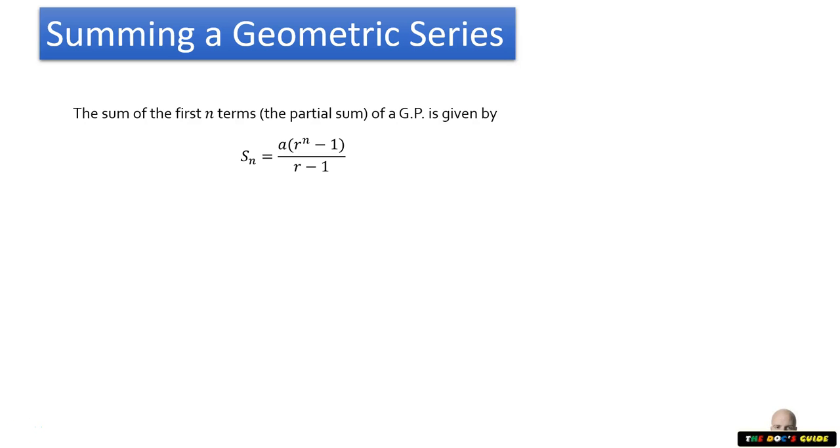Hello mathematicians, we're now going to have a look at summing a geometric series. So the sum of the first n terms of a GP is given by this formula here: a outside of r, the common ratio, raised to the n, minus 1, over r minus 1.